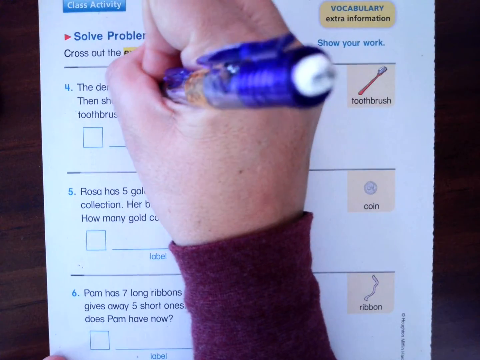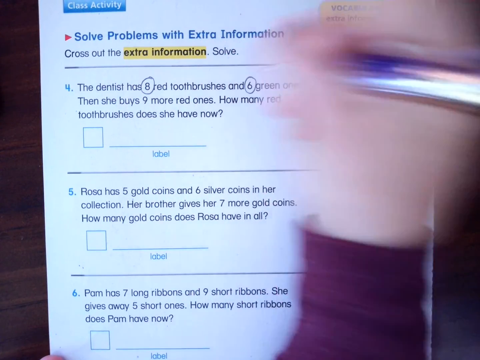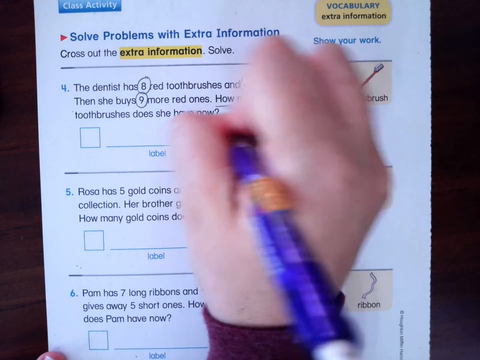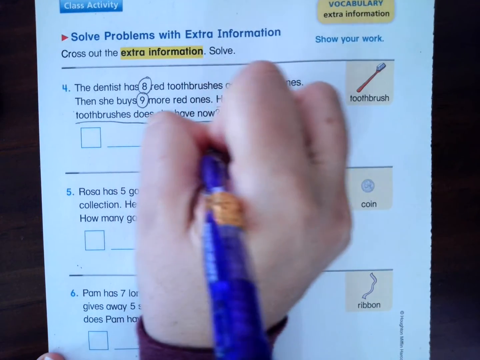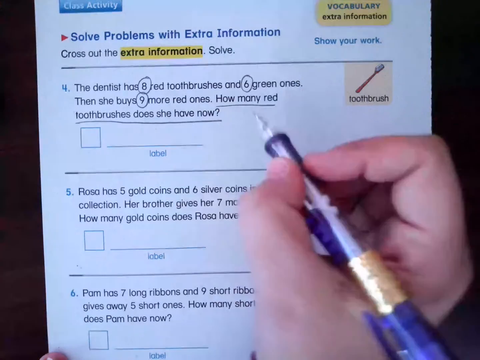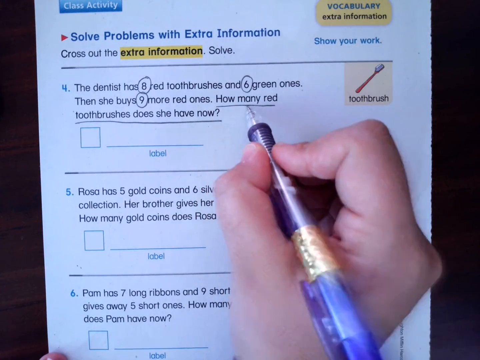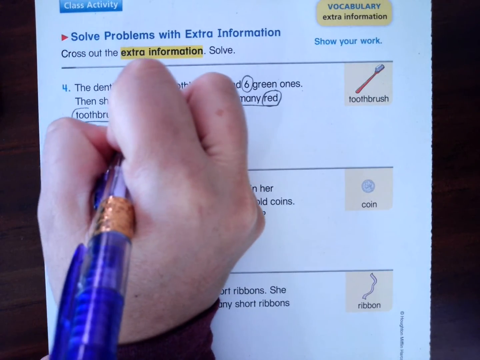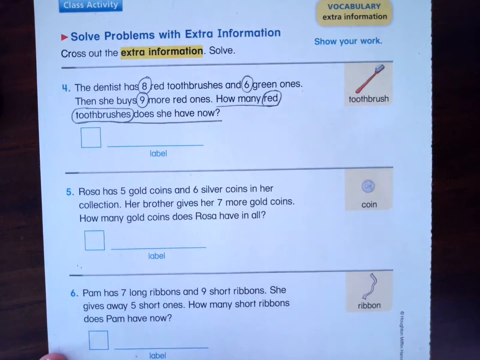So I'm going to start by circling my numbers. I'm going to underline my question. I'm going to look for my label. My label comes usually after the words how many. So I see the word red toothbrushes. So I know that there might be some extra information, but all I want to focus on is red toothbrushes. So I'm going to look for any clue words.